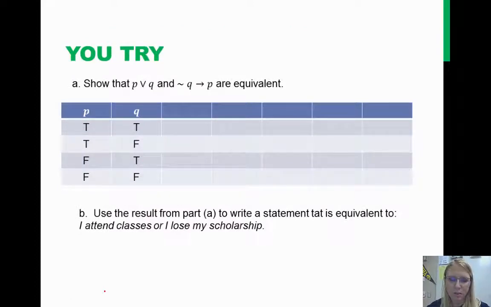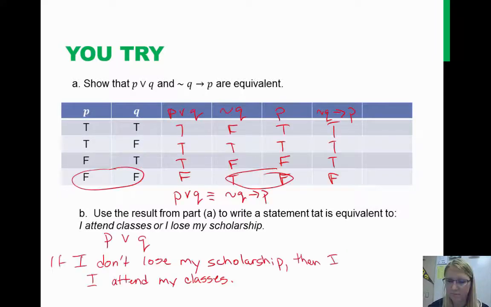Now, I want you to take a minute to try this on your own. Pause the video and then try it and check your work. So if we did the table, we found that P or Q is equivalent to not, if not Q, then P. And if we rewrite this sentence here in italics, we have, if I don't lose my scholarship, then I attend my classes.